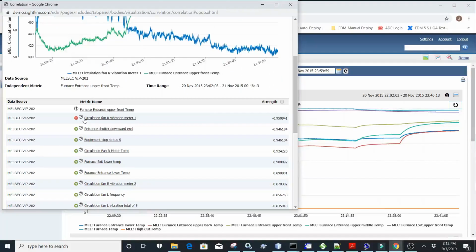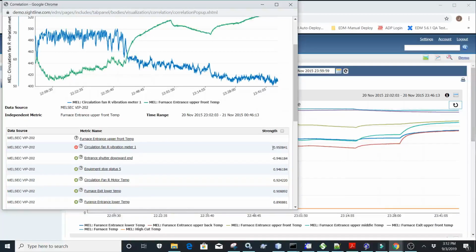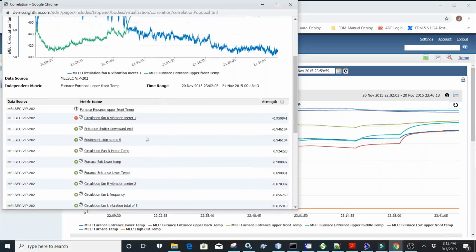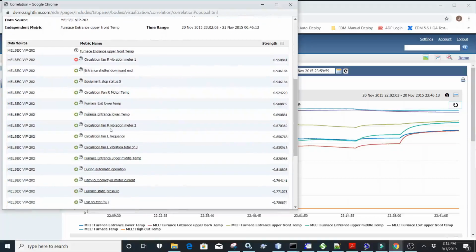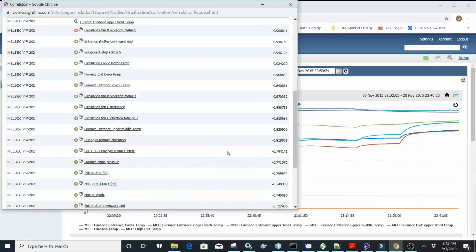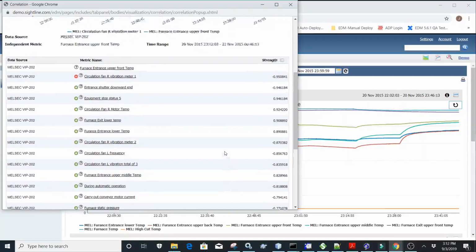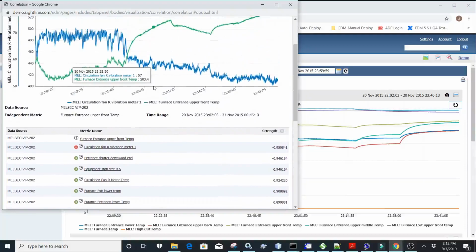Right off the bat, I'm seeing that the circulation fan vibration meter is correlating very strongly. A negative correlation, but a strong correlation nonetheless. If I scroll down a little bit, I see that there are even more circulation fan metrics that are being displayed as having a pretty strong correlation with this upper front temperature.